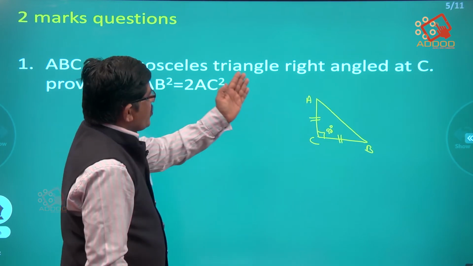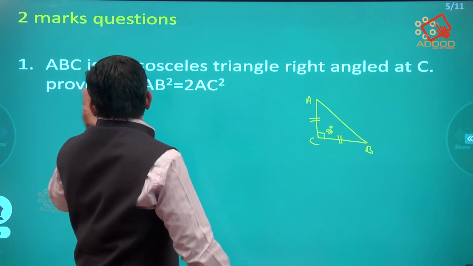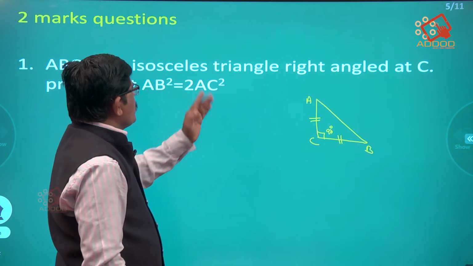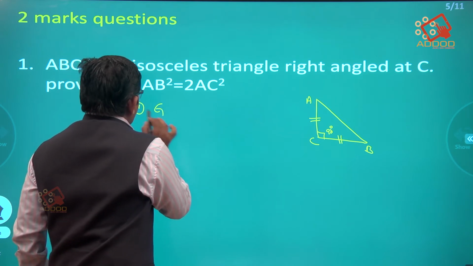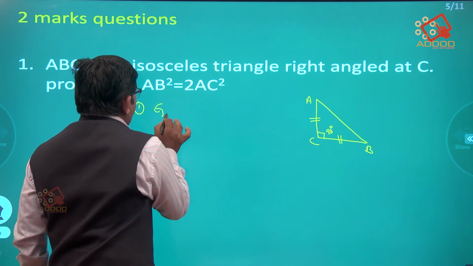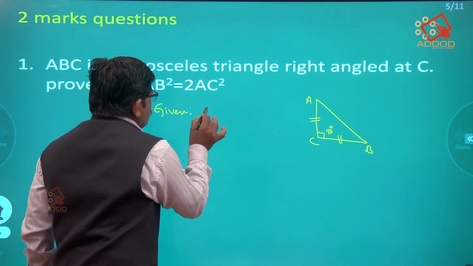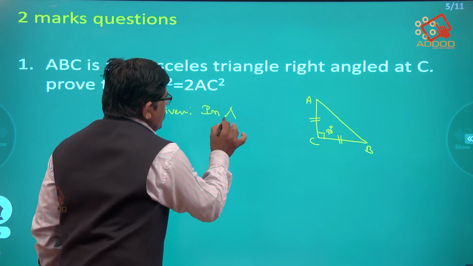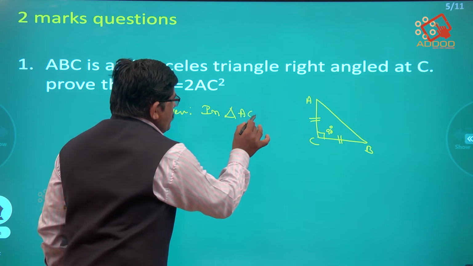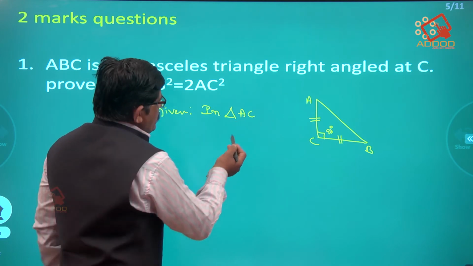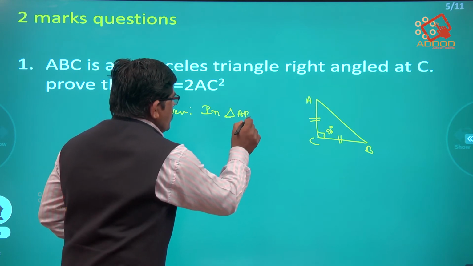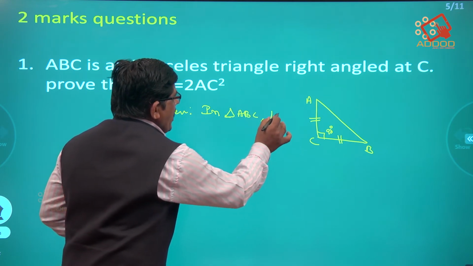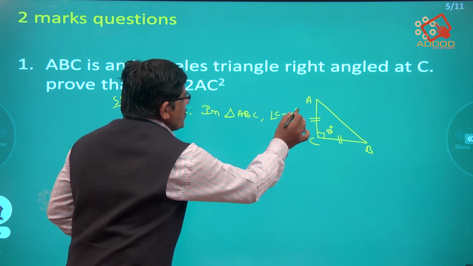Here is an isosceles triangle with a right angle at C. Prove that AB square is equal to 2 AC square. First, what is given here? In the solution, first given: in triangle ABC, angle C is exactly 90 degrees.